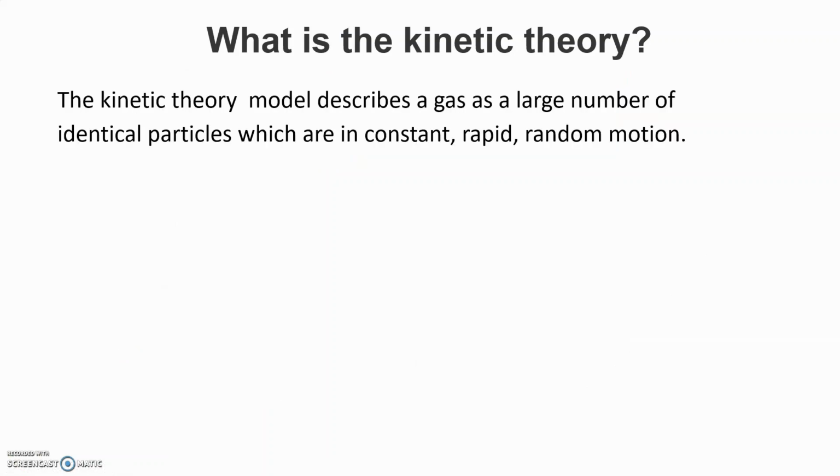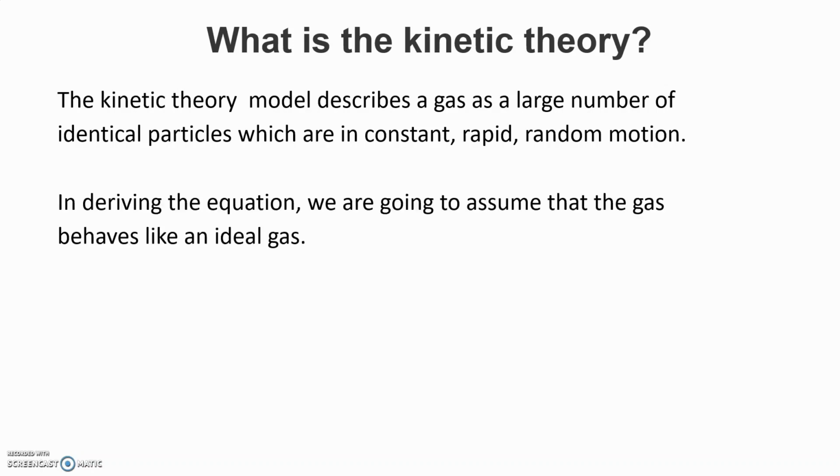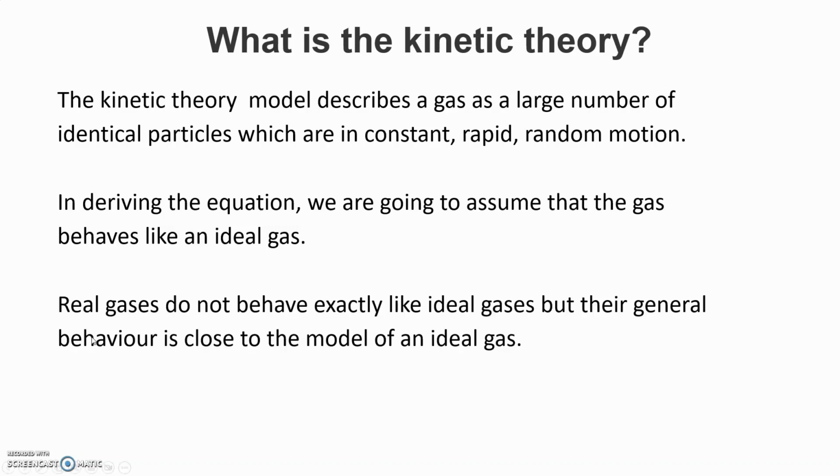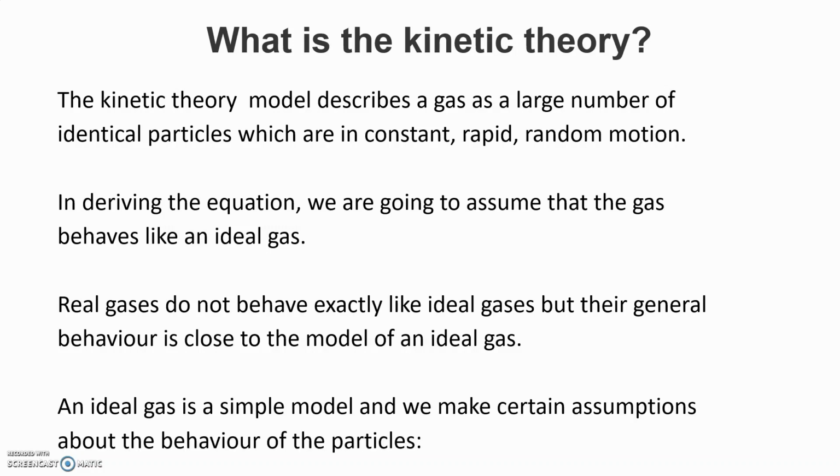First of all, what is the kinetic theory? The kinetic theory model describes a gas as a large number of identical particles which are in constant rapid random motion. In deriving this equation, we're going to assume that the gas behaves like an ideal gas. In reality, real gases don't behave exactly like ideal gases, but their general behavior is close to the model of an ideal gas. When we're using our simple model of an ideal gas, we make certain assumptions about the behavior of the particles, and you need to be aware of these assumptions.